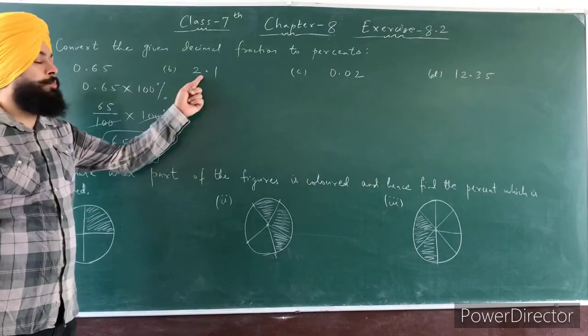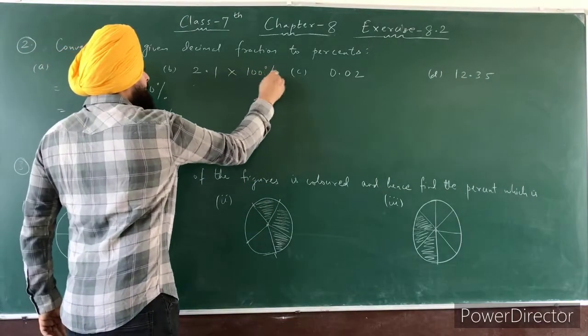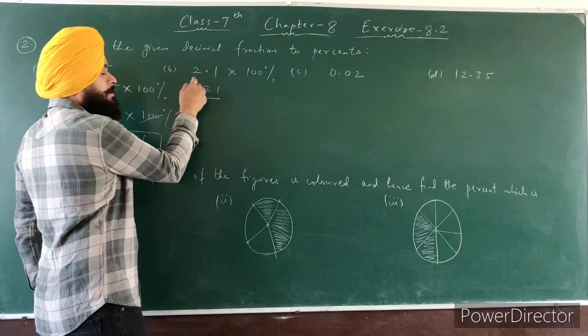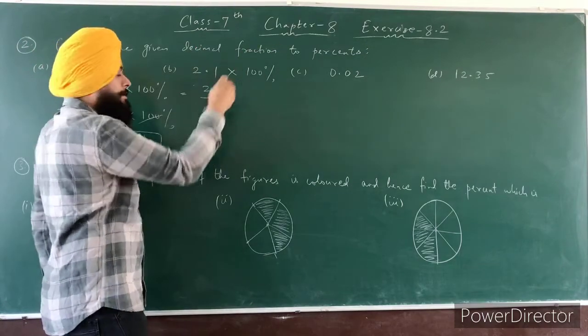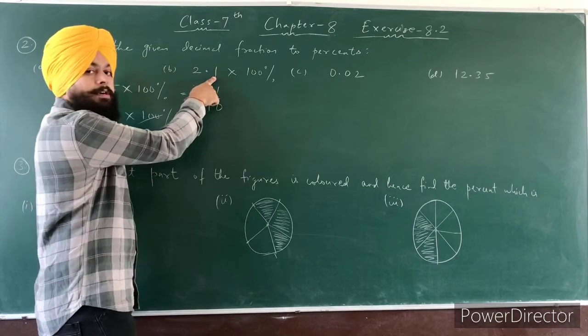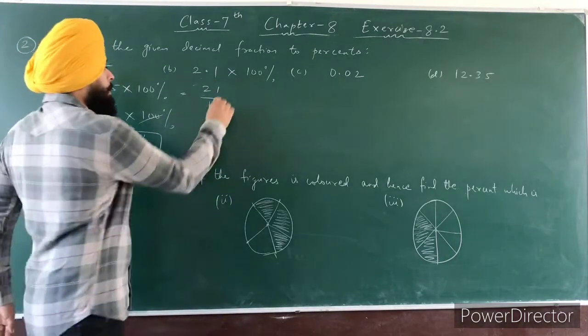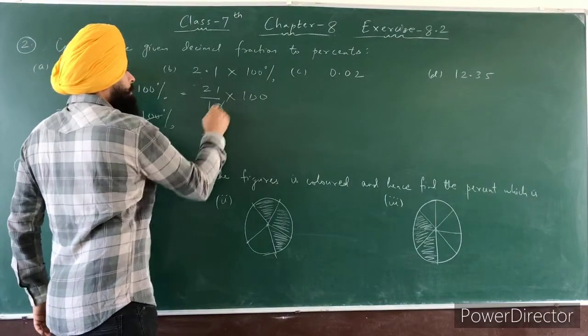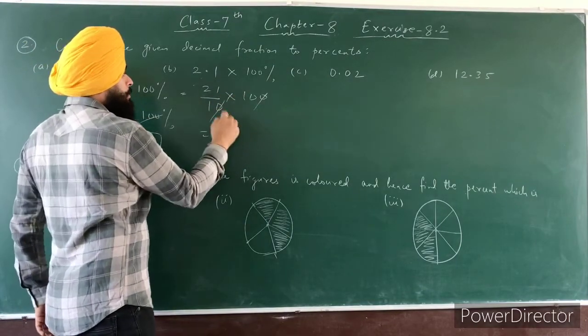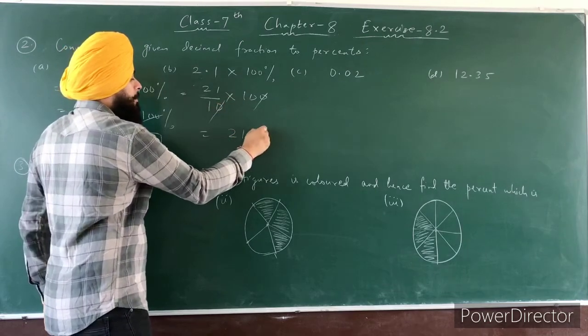Next, part B is 2.1. So again multiply with 100%. Again convert this decimal in terms of a fraction. So 21 over 10, because there is only 1 digit after the decimal point. Therefore we should divide it by 10, times 100. Now the 10 cancels. So 21 tens are 210%.